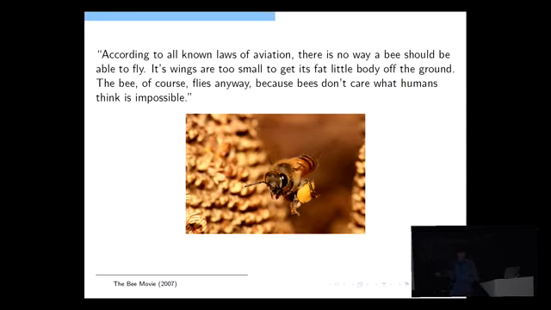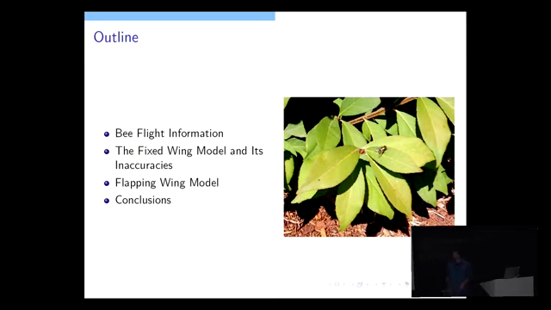Well, I'm going to show you that humans don't actually think that bee flight is impossible and tell you a little bit about why this theory has propagated. My outline: I'll tell you a little bit about bee flight and some of the basics of fluid dynamics that are required to understand it. Then I'll tell you about the fixed wing model, which is the model that most people refer to when they say that bees can't fly. And then there's the flapping wing model, which is the more accurate model, which correctly predicts how a bee flies. And then I'll give you some conclusions.